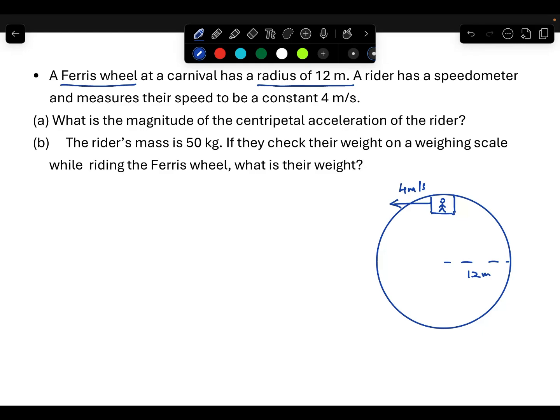The first thing we are asked is to find the magnitude of the centripetal acceleration. Using the formula, we know that centripetal acceleration is v squared divided by r. I'll start with writing the known values. v is 4 meters per second, r is 12 meters.